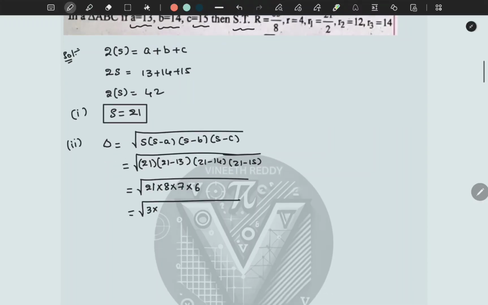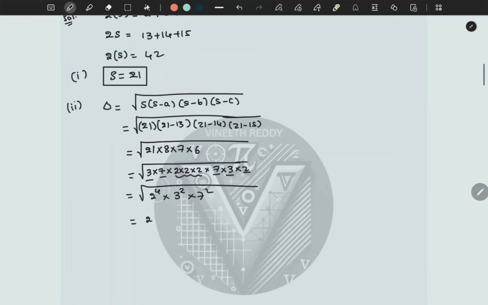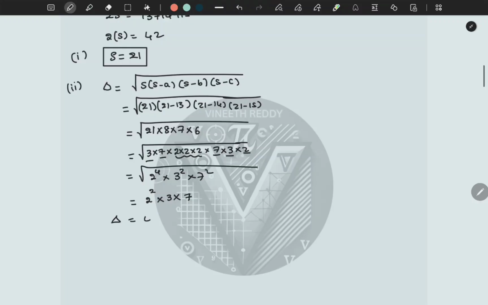So we can write 21 as 3 into 7, 8 as 2 into 2 into 2, and we can write 6 as 3 into 2. If I carefully see, we have four 2's, so 2 power 4, and then two 3's, so 3 square, and two 7's, so 7 square. So the square root of this is 2 square, 3 square gives 3, 7 square gives 7. So ultimately we get delta as 4 into 7 into 3, which is 21, so this should be 84, so delta is 84.